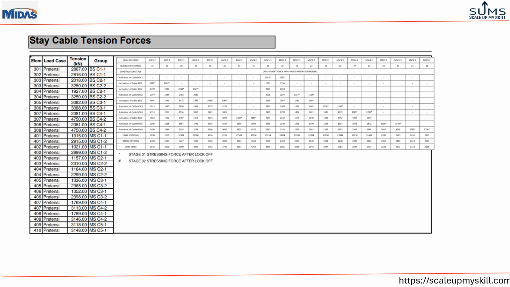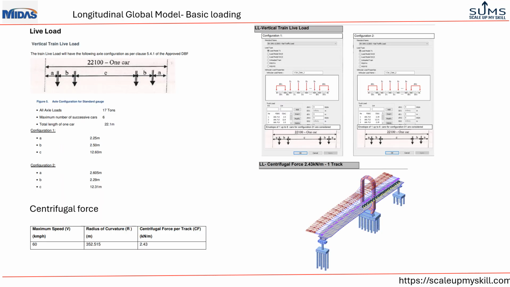Live load on the bridge is shown here, and this is basically one car load. One car has a total axle load of 17 tons. The configuration of this car is of two types as per the IRS code. This is applied in the Midas Civil model, and since the bridge has a curvature of 352 meters, a centrifugal force is also applied as shown here.